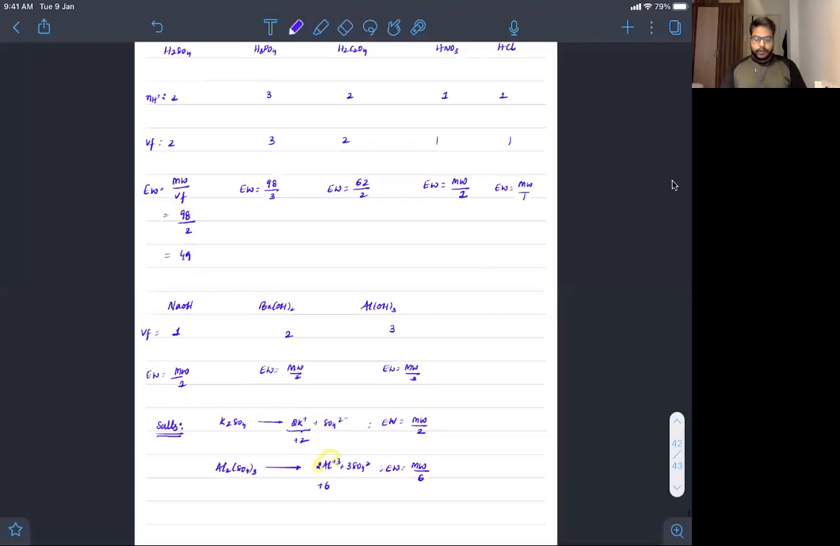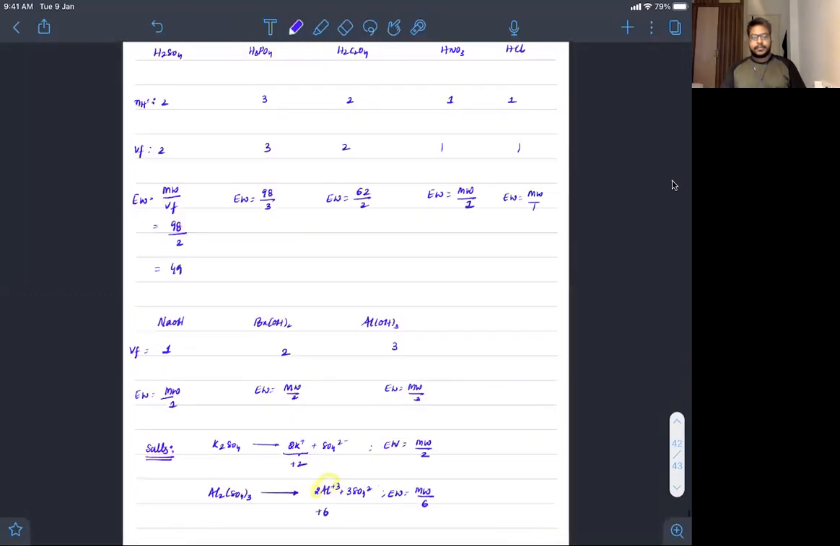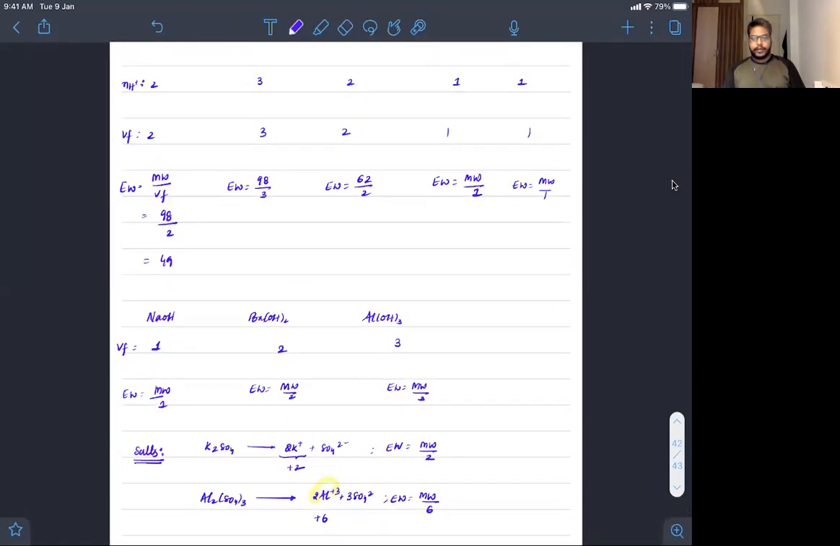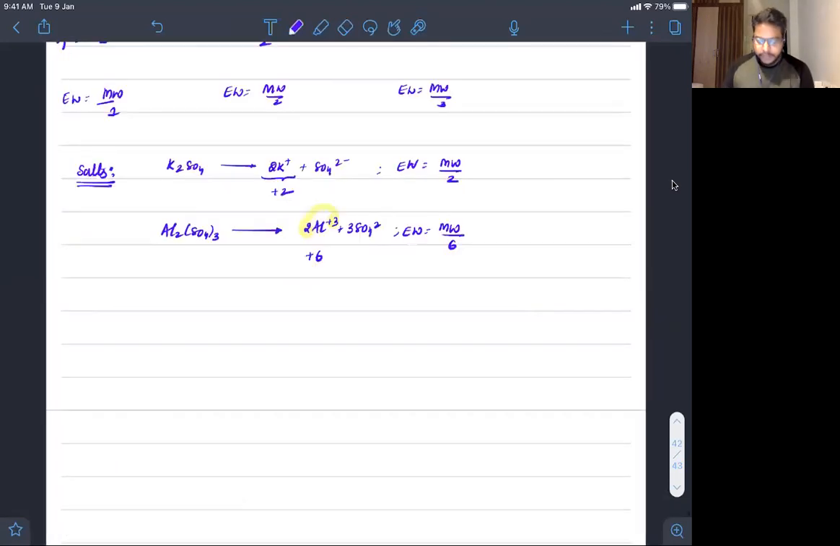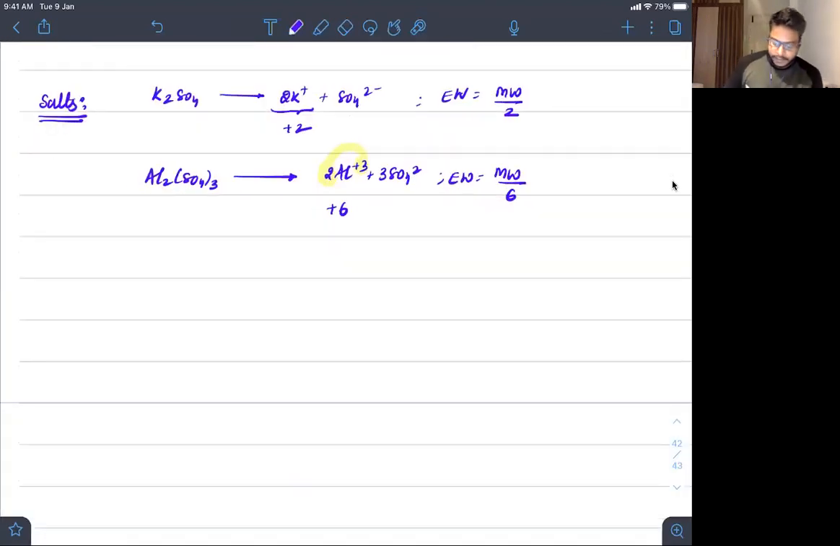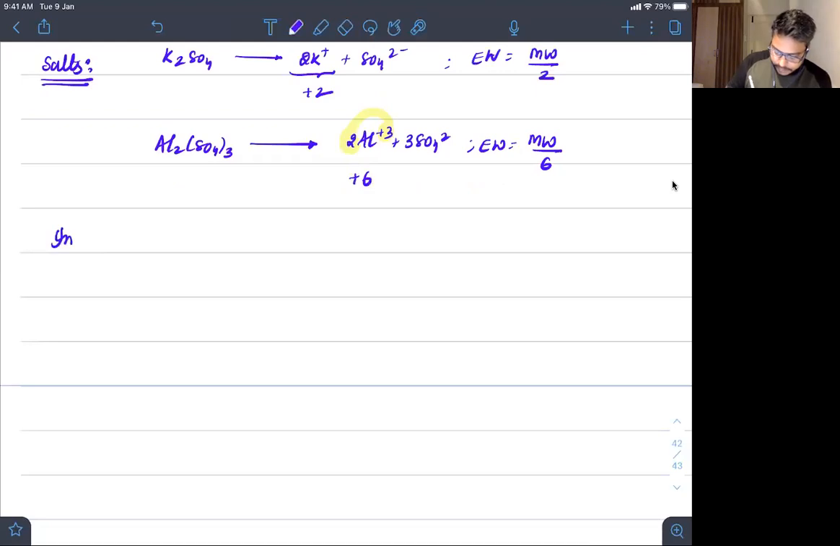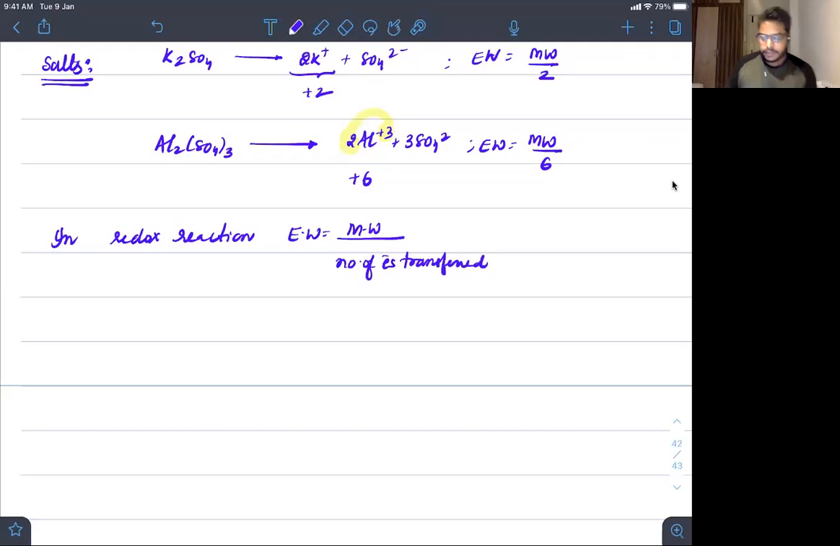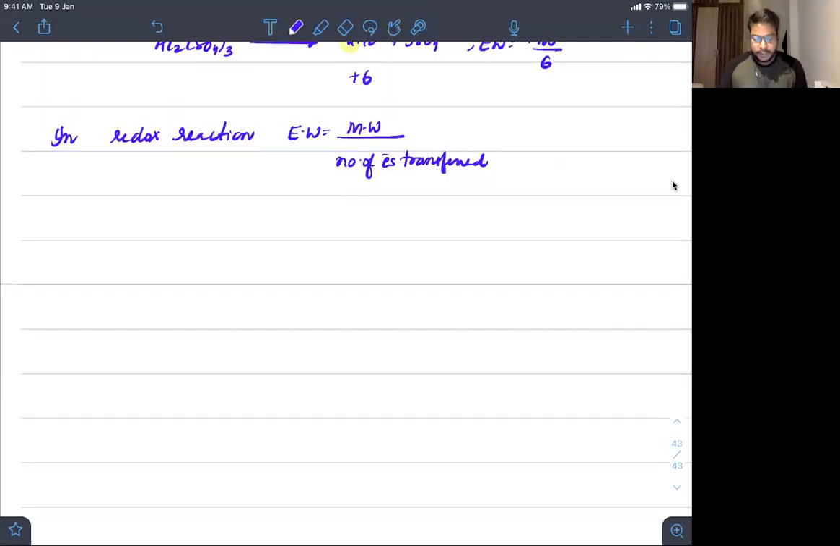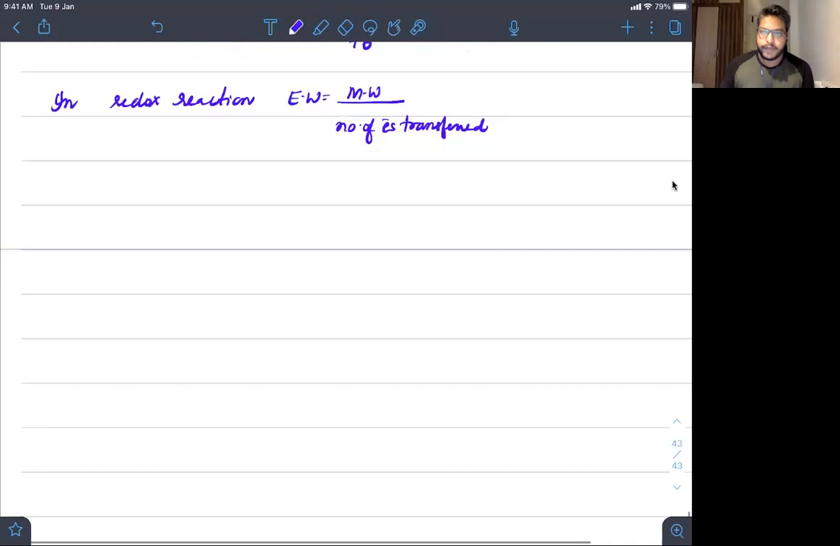So I think all of you got a logic, like in acids, bases and salt, how to calculate the equivalent weight. Same way, equivalent weight when it comes to redox reactions now. In redox reactions, equivalent weight will be equal to molecular weight divided by number of electrons transferred. Whether it is oxidation or reduction, but how many electrons are transferred, that defines the equivalent weight.